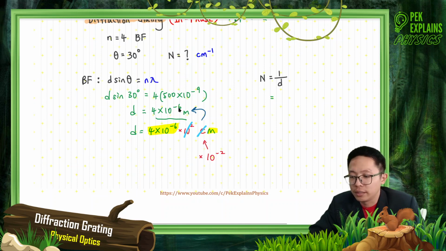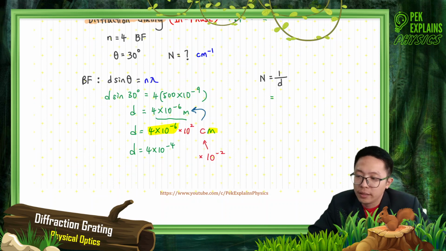Okay, so I think that's enough. But I don't cancel actually. I want to make meter become centimeter, and that's how I do it. So in the end, I will get the answer D as 4 exponent negative 4. Negative 6 plus 2 becomes negative 4 centimeter. I got it in centimeter.